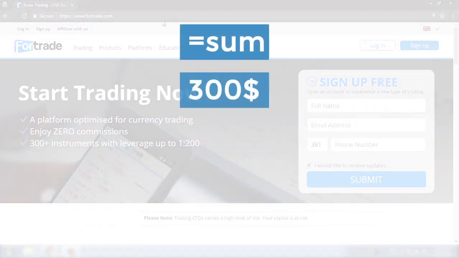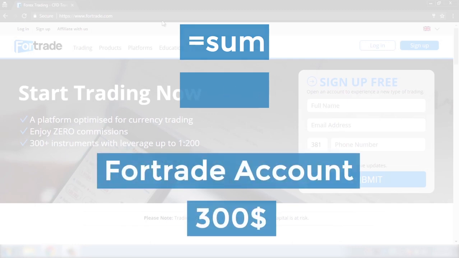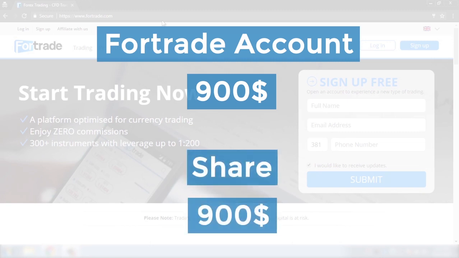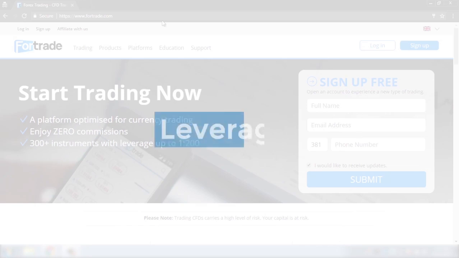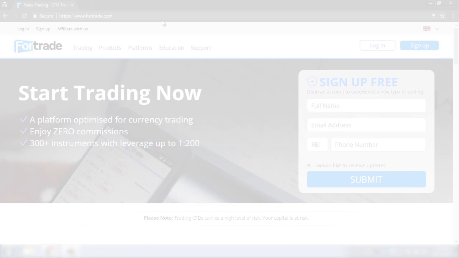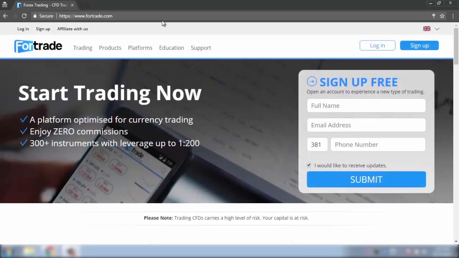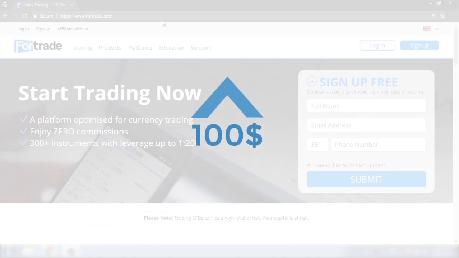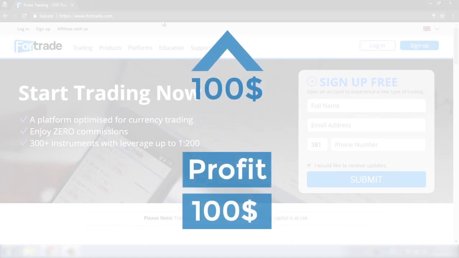If you have a sum of $300 and deposit this into a Fortrade account, but you want to trade with $900 on a share that has a price of $900, you can do that with leverage. In that case, you will be using a leverage of 1-3. And if the price is going your direction, you can have a profit as if you have invested $900. For example, if the price goes up by $100, you will have a profit of $100.